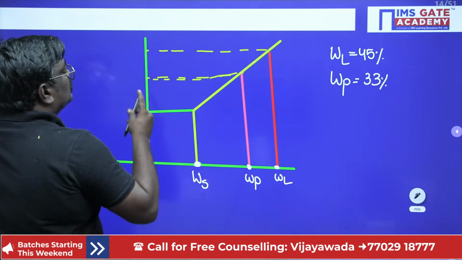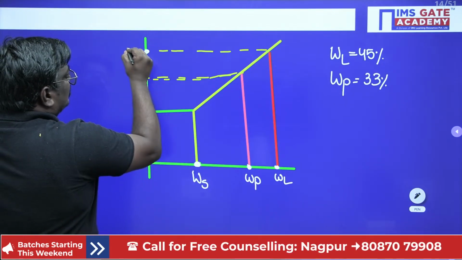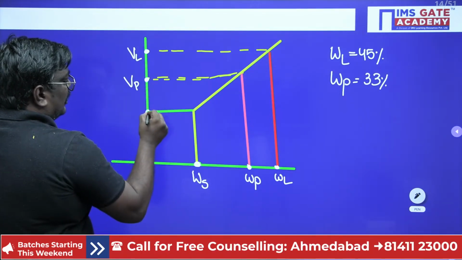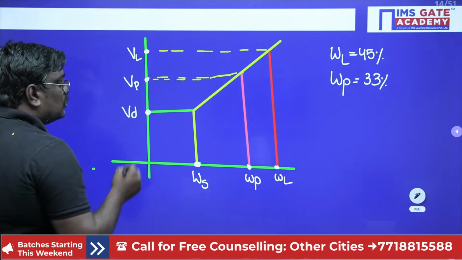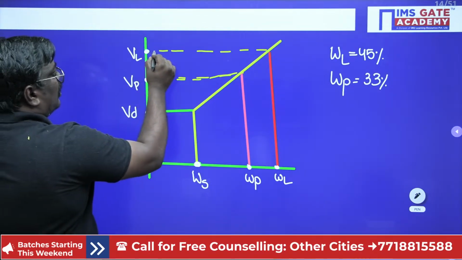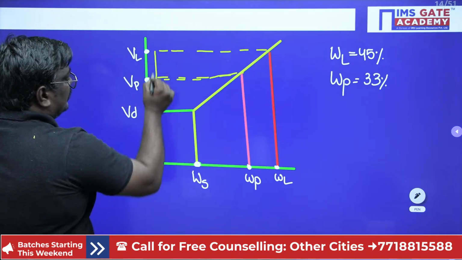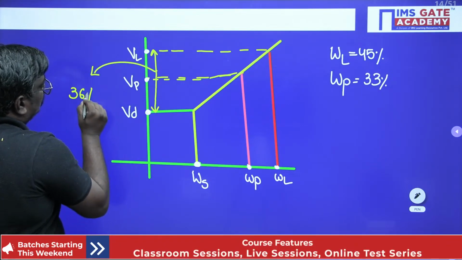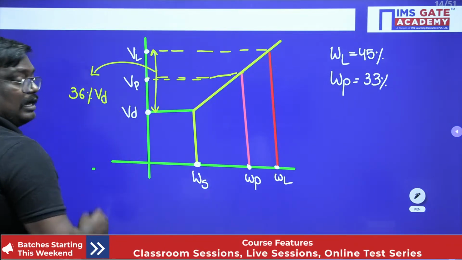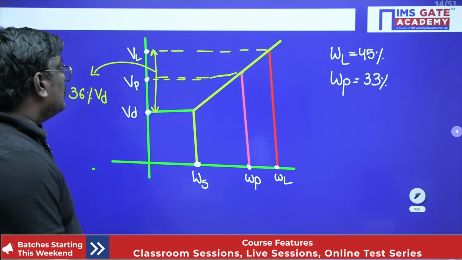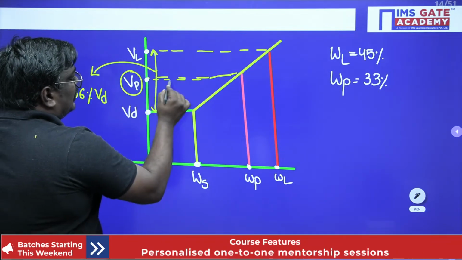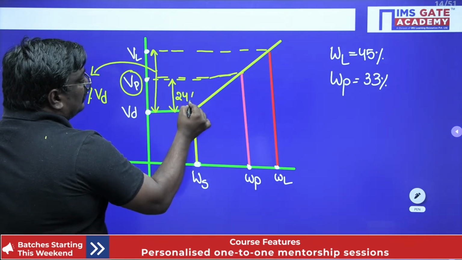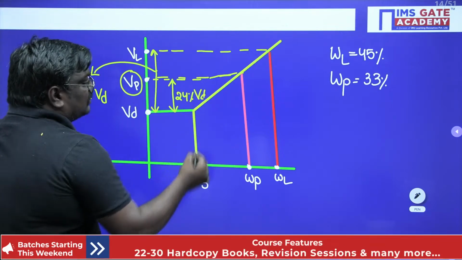Okay. So, see students, consider this as the volume at liquid limit, this is the volume at plastic limit, and this, as you know, is the dry volume. So what they have given is the volume change from liquid limit to dry state is 36 percent of dry volume. Clear, Srujana? Similarly, the volume change from plastic limit to dry state is 24 percent of VD.